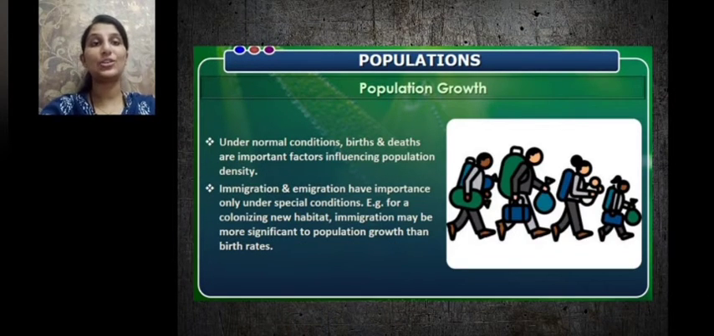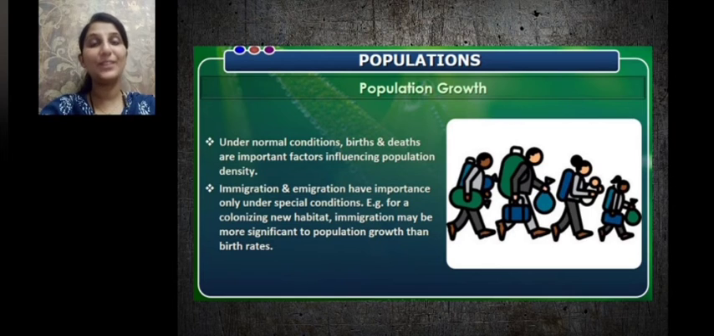Under normal conditions, births and deaths, that is natality and mortality, are important factors influencing population density. Whereas immigration and emigration, when do we consider these factors? They have special importance under certain conditions, for example, colonizing a new area or a habitat. For colonizing a new habitat, immigration must be more significant to population growth than birth rate. So when a particular habitat is being colonized for the first time, then more than the birth rate, immigration is considered.